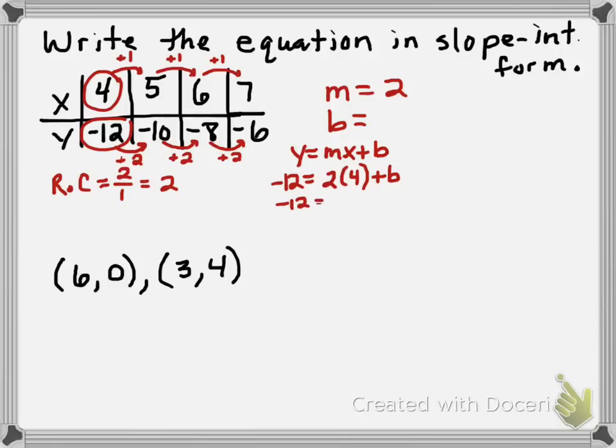So I have negative 12 equals 8 plus b. So I can subtract the 8 to the other side, and I get that b equals negative 20. So now that I have m and b, I can write my equation. Y equals 2x minus 20.